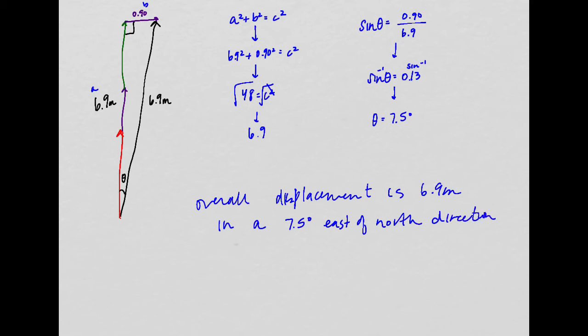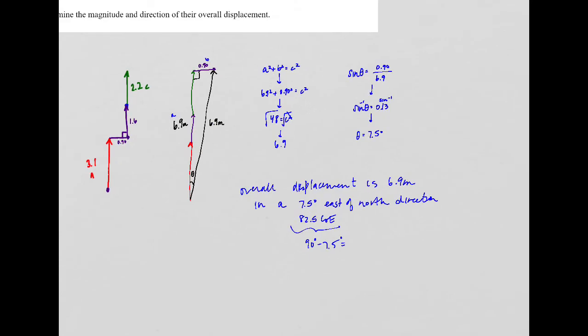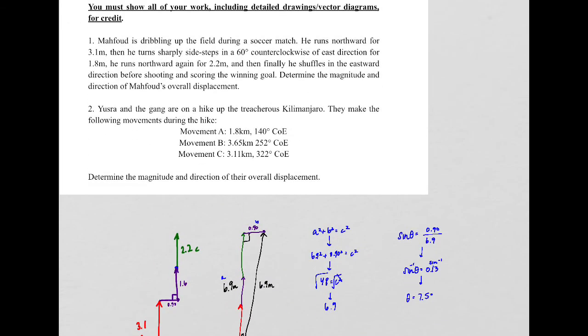Or if I asked you, I don't think I asked you for counterclockwise of east, but if I did, this would be an 82.5 counterclockwise of east direction. And I got that 82.5 by subtracting 7.5 from 90 degrees, because this whole angle here is 90 degrees. So that's how I got that. Either one of those answers is correct, but you have to specify. All right, now finally number 2, this big messy number 2 that everybody was complaining about.